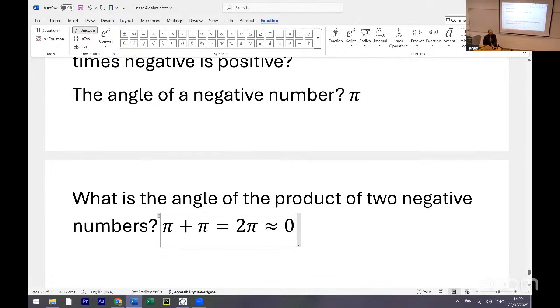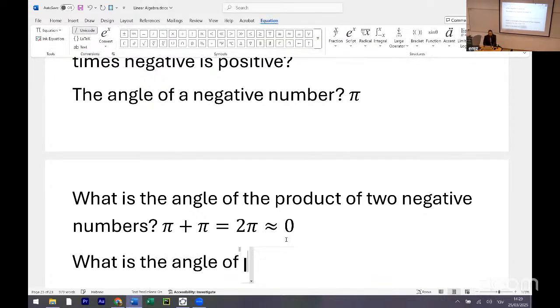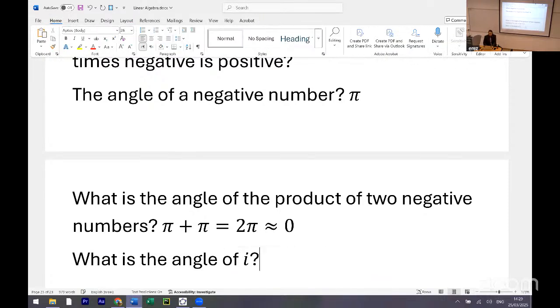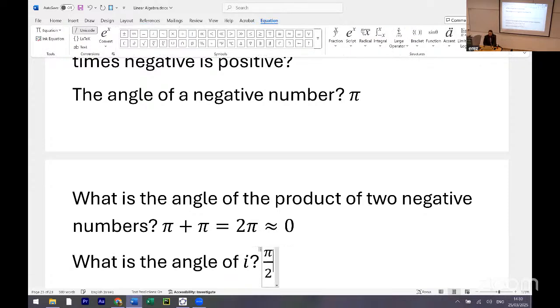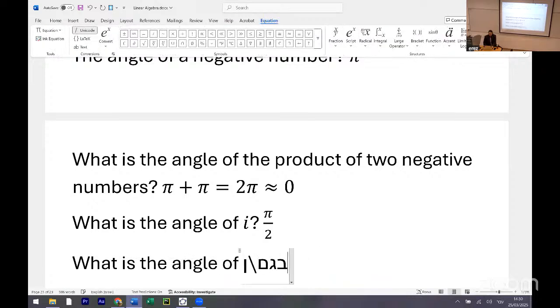And you also get i now, because what is the angle of i? What is the angle of the complex number i? Half a pi. So what is the angle of i times i squared?